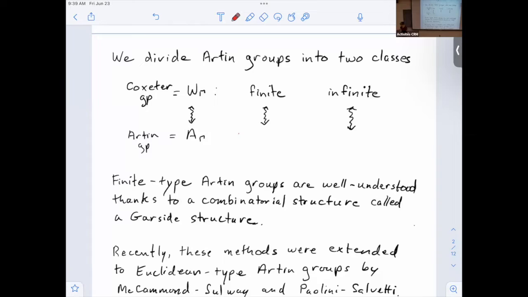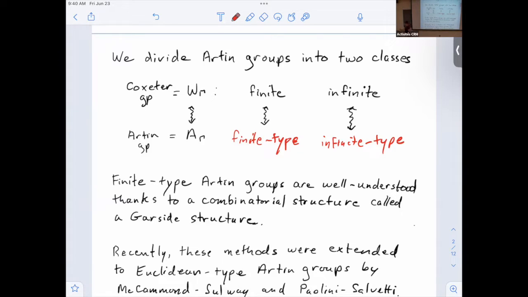If the Coxeter group is finite, we say the Artin group is finite type, or some people prefer to call it spherical type. I'm going to call it finite type today just because it's a reminder of what we're talking about. It just means that the Coxeter group is finite. And in this case, it's infinite type. So we have these 2 big buckets of Artin groups, finite type and infinite type.